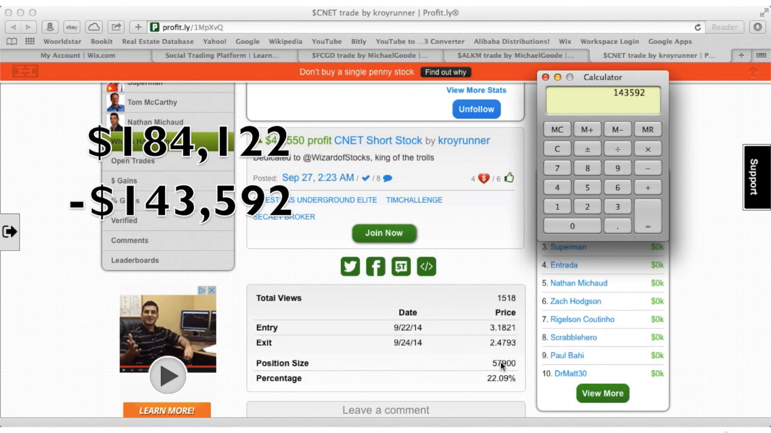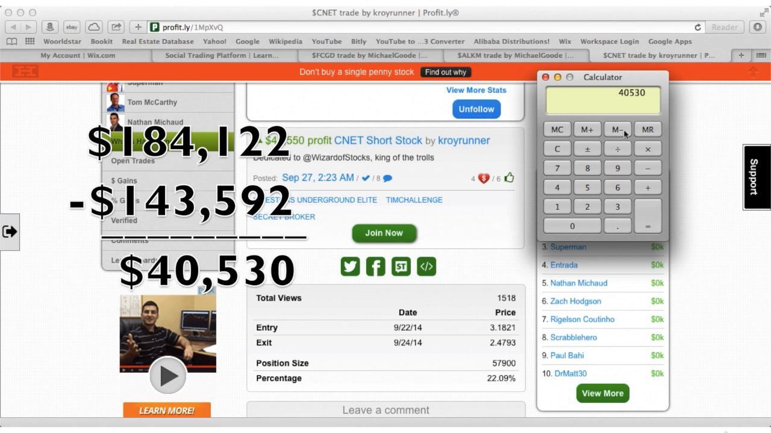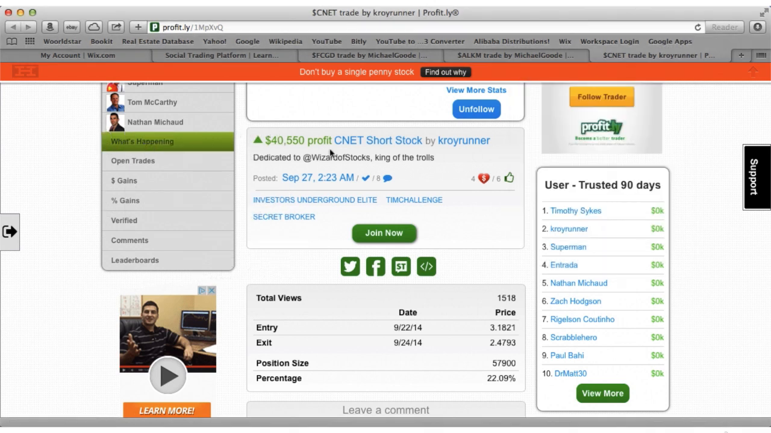So let's do the math on that. So we take $184,122 minus $143,592. And that's where you get the $40,530, which is roughly pretty much the same as this right here. So now that's a real life example for you so that you can see how it works in real life.